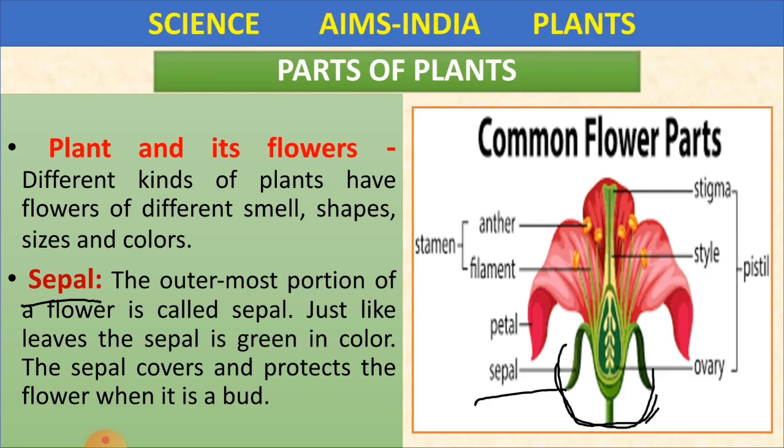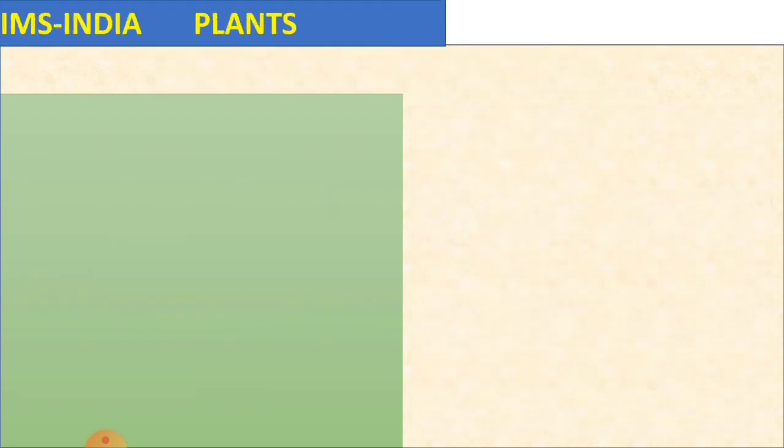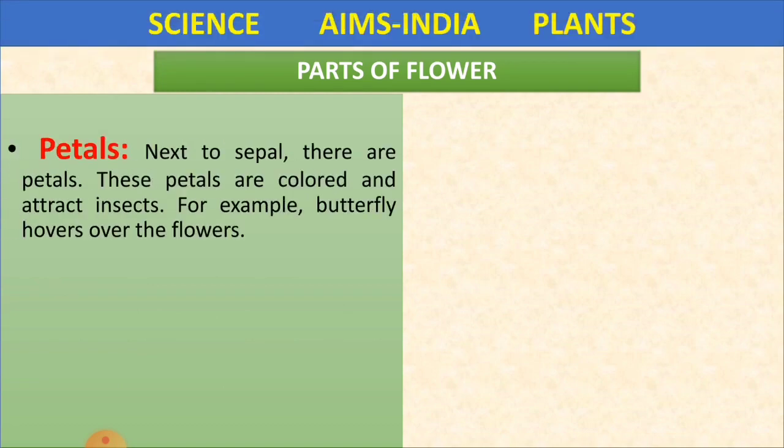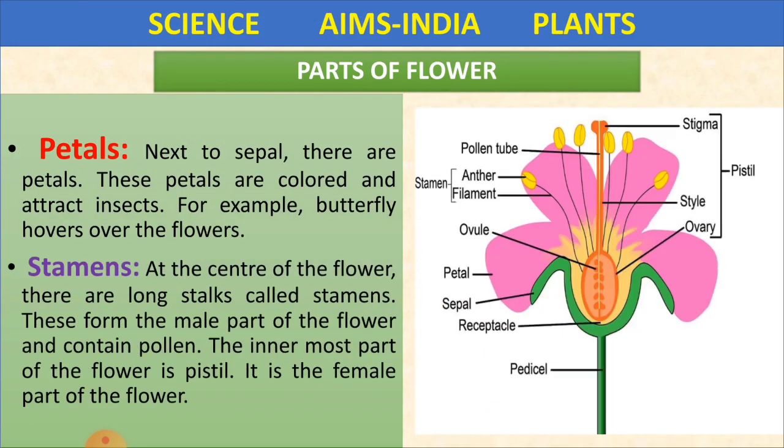Now we'll go to the next part of the flower. What is it? Yes, petals. Next to the sepal, there are petals. These petals are colored and attract insects. For example, a butterfly hovers over the flowers.